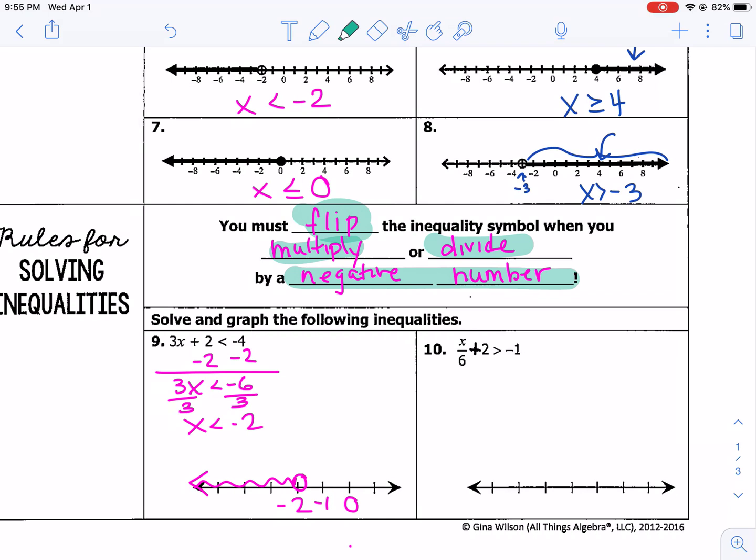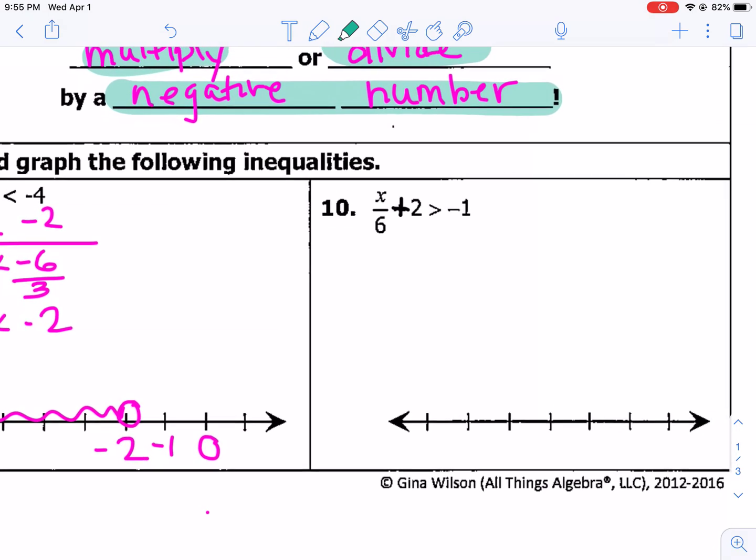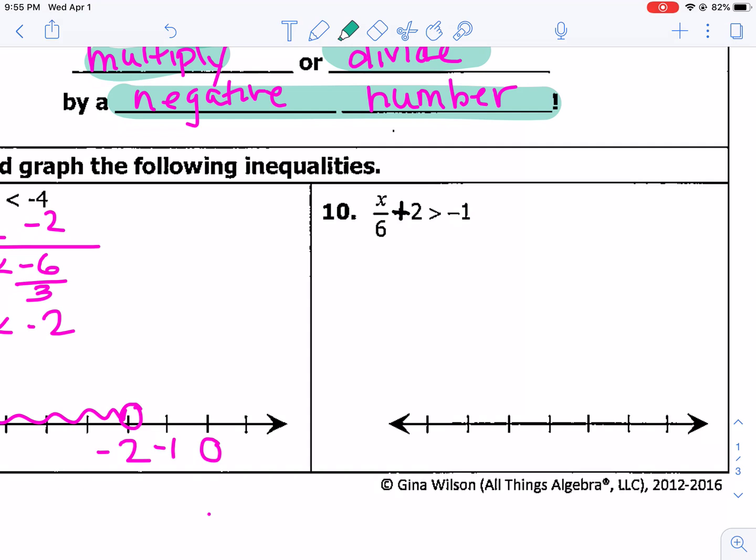So if we take a look at number 10, we're going to pretend this is an equal sign and undo the order of operations. So we work the order of operations in reverse. Addition or subtraction first? Yep, I have addition. So I'm going to get rid of that 2 by subtracting 2 on both sides. Now I'm left with x divided by 6 is greater than -3.